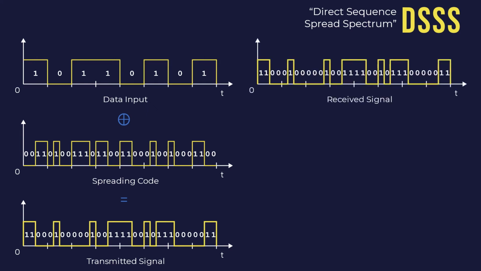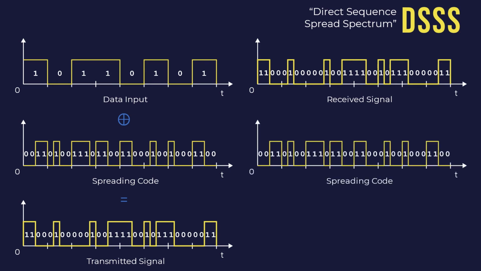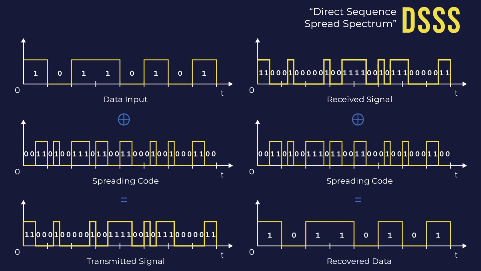Ideally, the transmitted signal will be the same as the received signal. Spreading code will also be used to decrypt this signal on the receiver side. Performing exclusive OR between the received signal and the spreading code brings up the original binary code. You may pause the video to examine how the message was recovered.